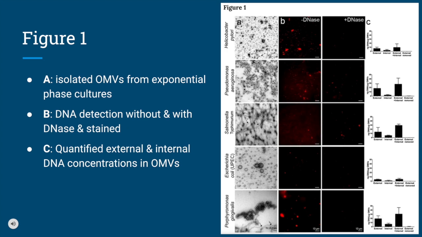Here is the first figure in the paper. This portion of the research utilized all 5 different gram-negative bacterial OMVs mentioned, which is also listed to the left of the images and diagram and can be compared in each row.